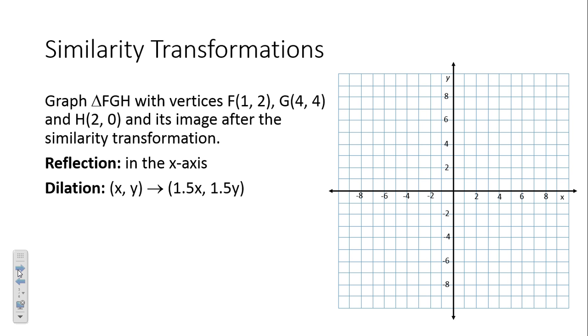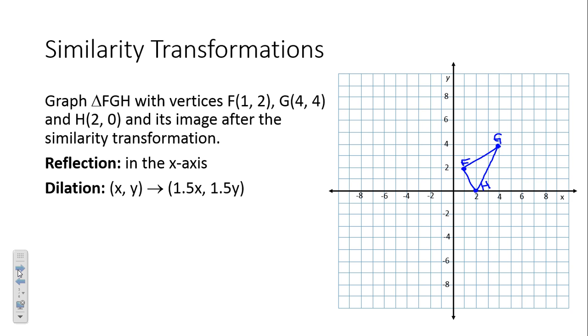F is 1 over, 2 up. And G is 4 over, 4 up. H is 2 over, 0 up. Draw your triangle. First, they tell us to reflect that across the x-axis. And then they want us to dilate it.